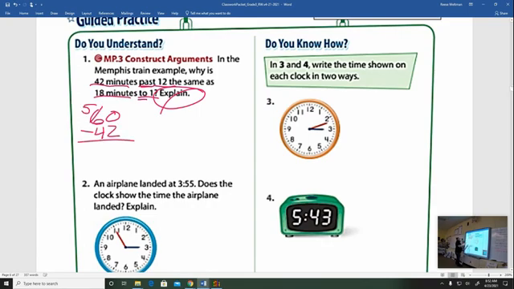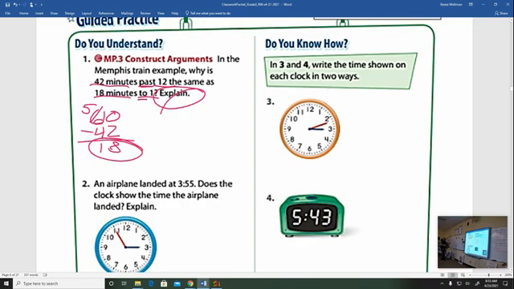Let's borrow from that one. Make a 10 over here. It's going to give us 8. And then we're going to have 1. Look how many minutes are left. Notice anything? It's 18. What does it mean?